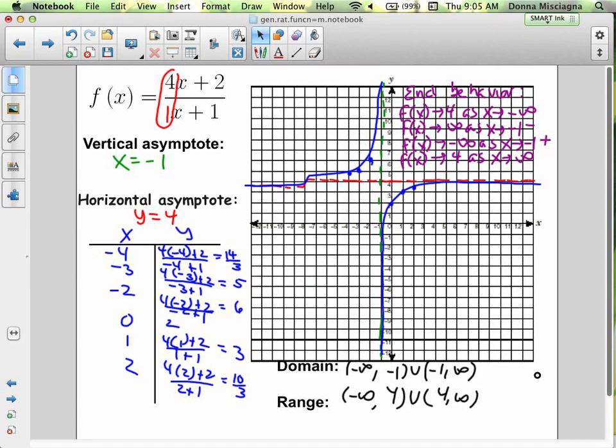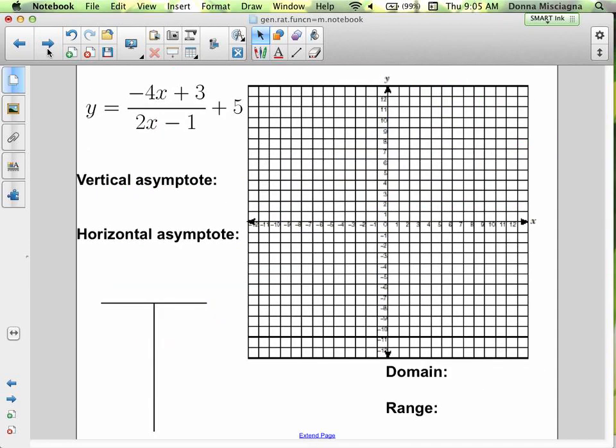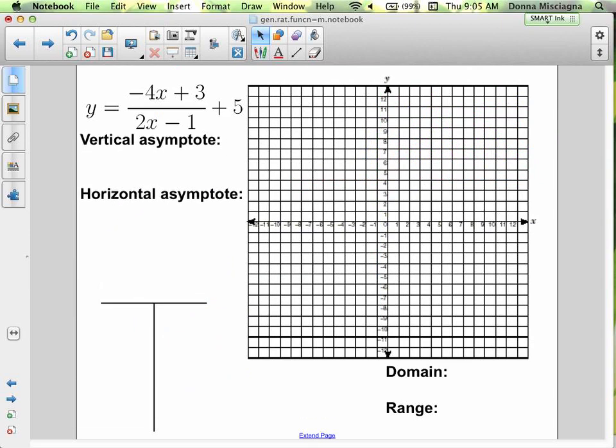We got time to do the next one. Any questions? All right, so this one's in your notes. Let's do this one. So this one now has something added in. Vertical asymptote. And we're back to the beginning.